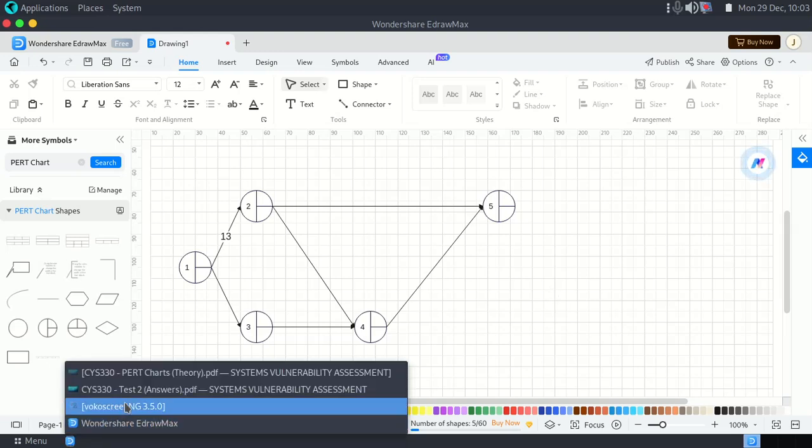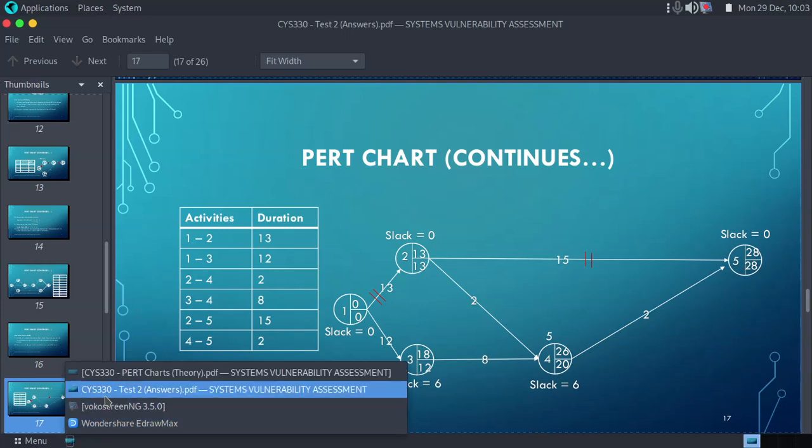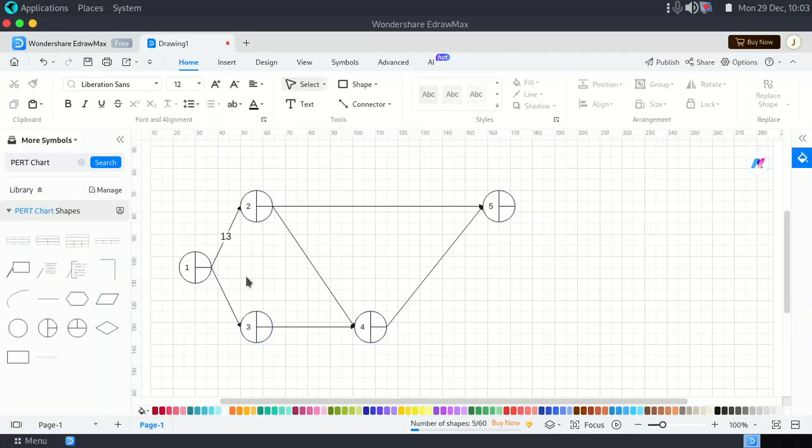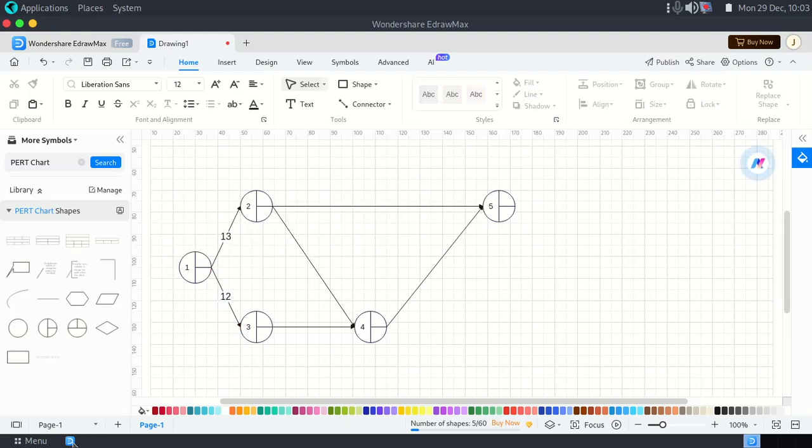Then our next activity, 1 to 3, is 12 in terms of the duration. So 1 to 3 is 12, and we can just put 12 there. Let's go to the next duration.